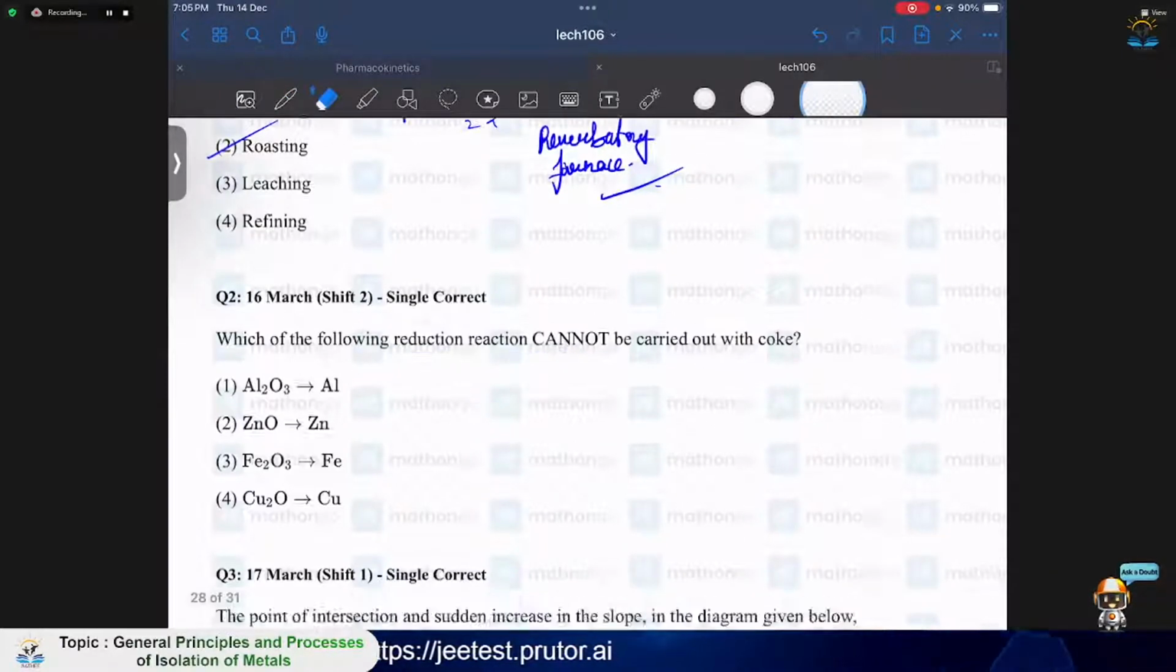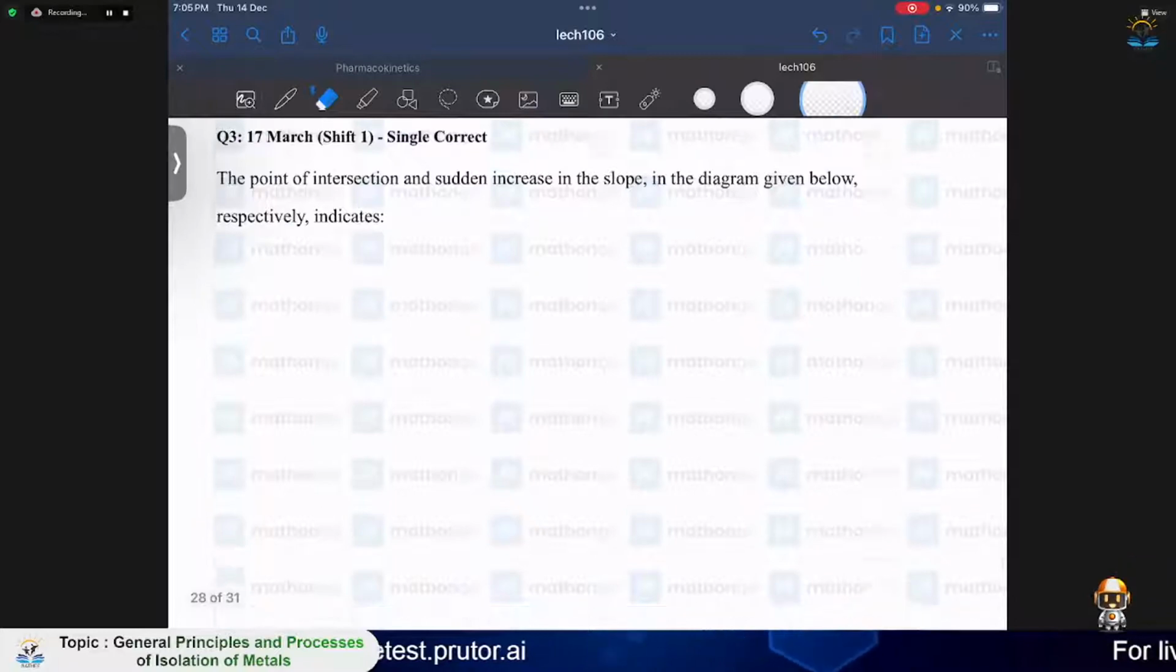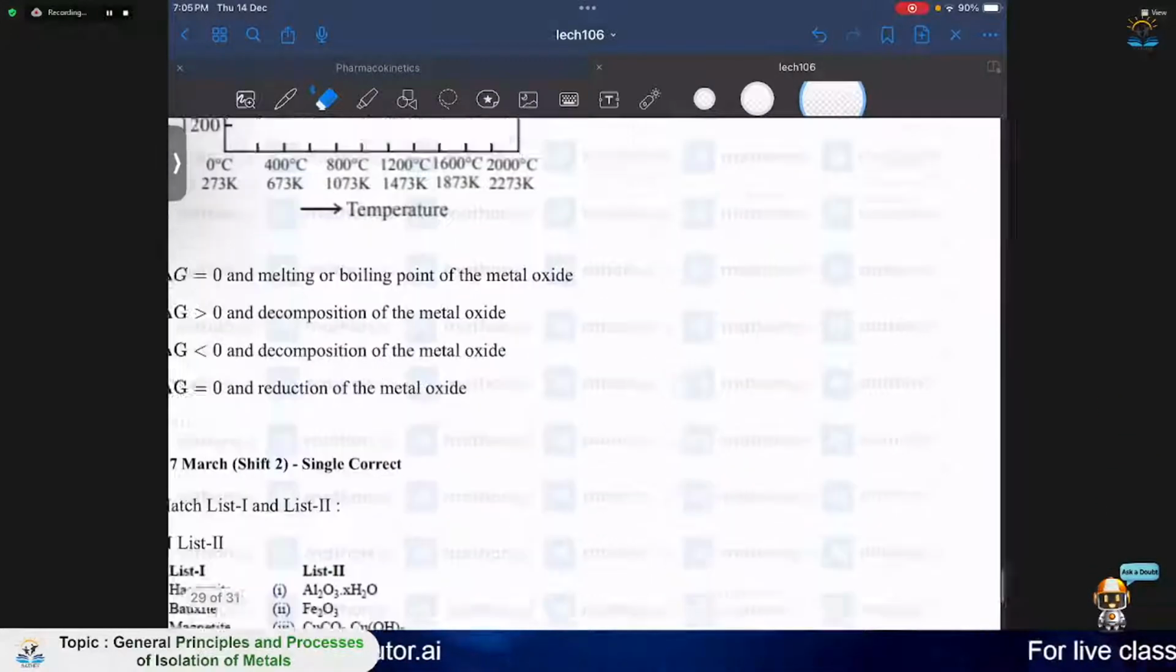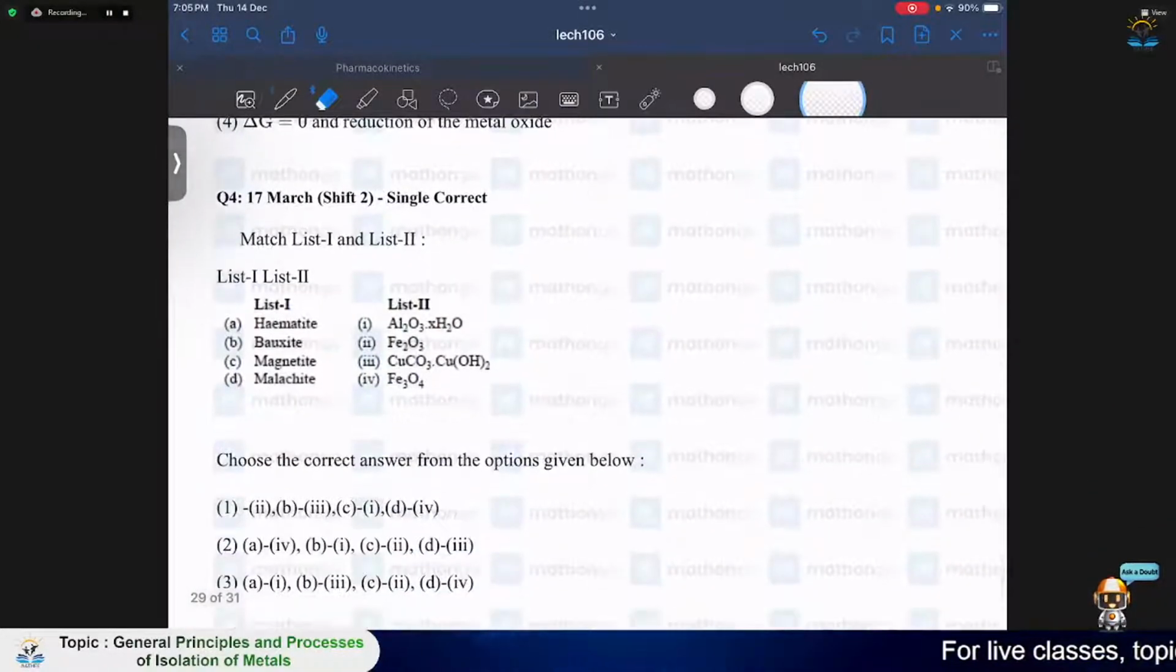Next question says, which of the following reductions cannot be carried out with coke? We will solve this later, doing Ellingham. One more Ellingham diagram question.